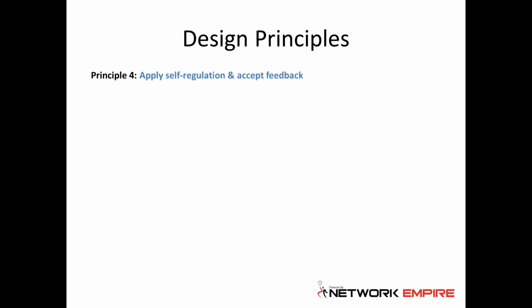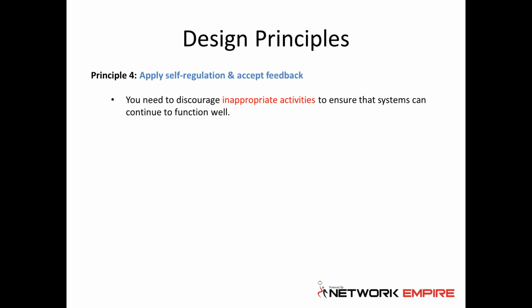Okay, principle 4 is apply self-regulation and accept feedback. You need to discourage inappropriate activities to ensure that the systems can continue to function well. What I mean by this is basically when you're building your framework and setting up your sites, there's a lot of work that goes into it, and you don't want to do silly things like blog comments and using GSA and pushing all the backlinks back to your primary money site. There's certain things you can do and certain things you can't do, and we're going to cover them in this course, and we're going to show you how to use the core things to make it work.